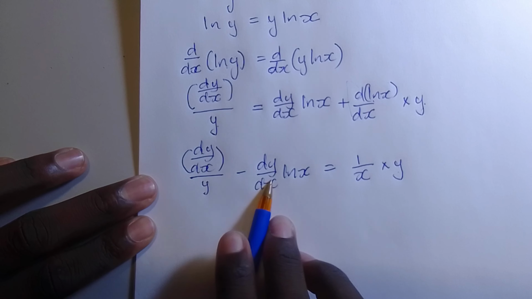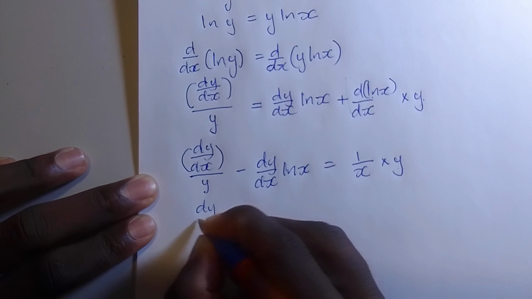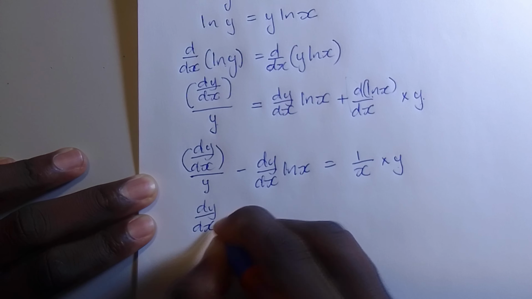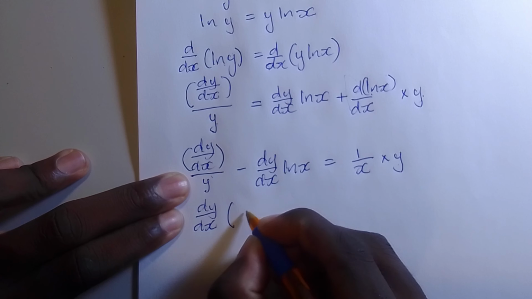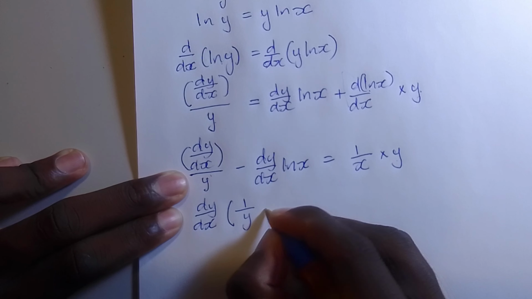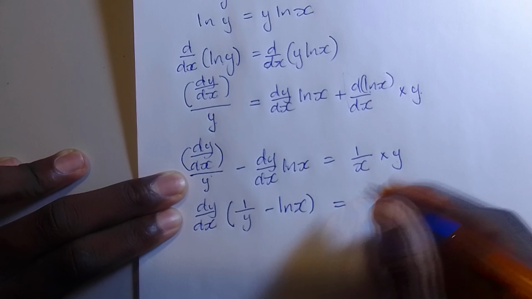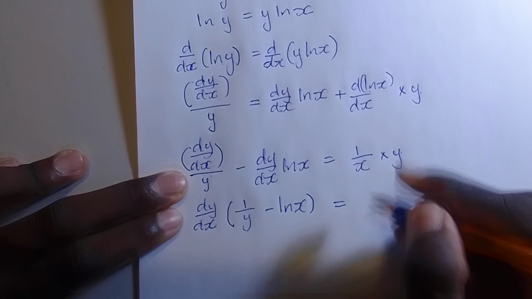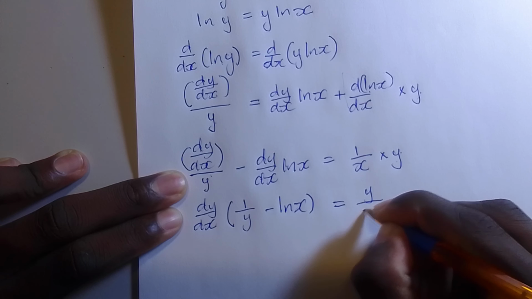Let's take dy on dx as a common factor on this side. Dy on dx into, if we took out dy on dx here, we'll be left with 1 over y. If we took out dy on dx here, we'll be left with ln x. And then on this side, we have y over x.